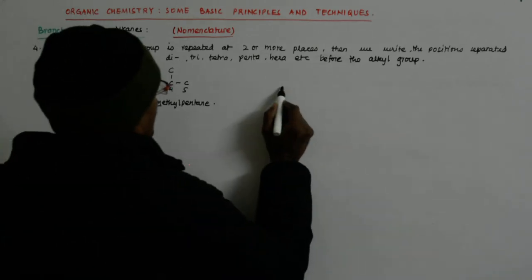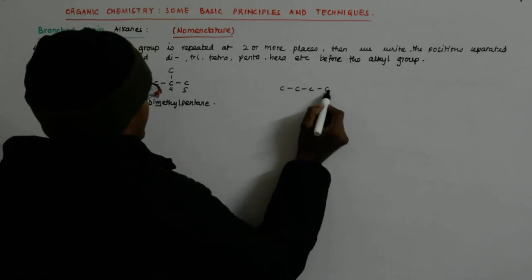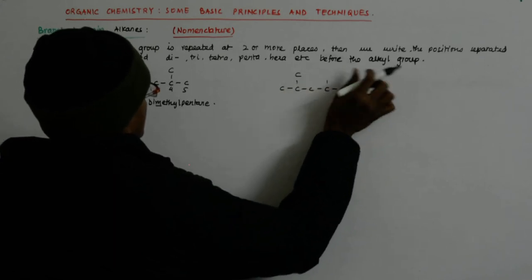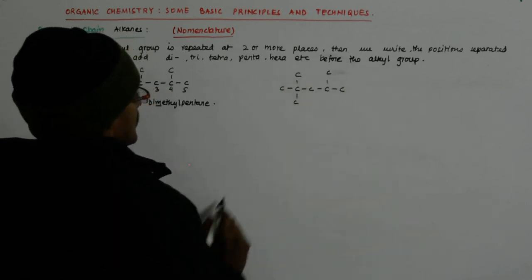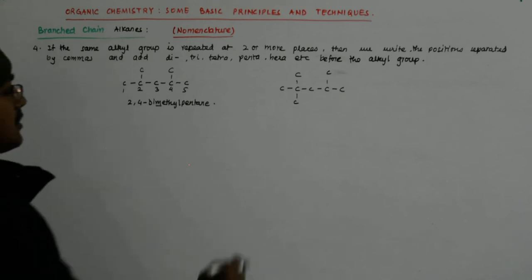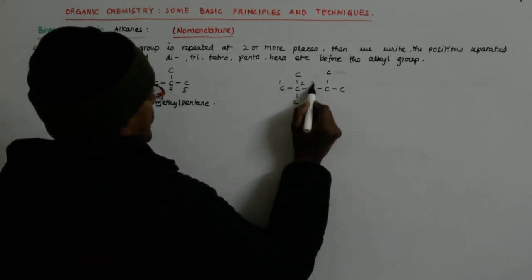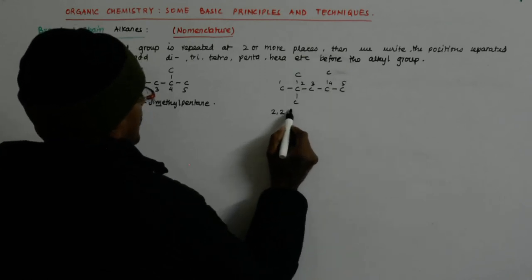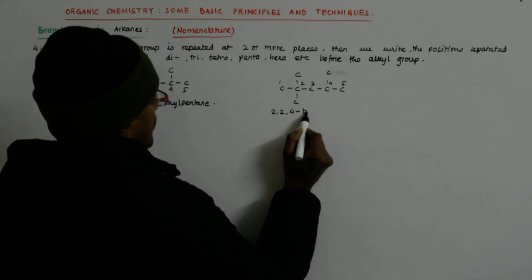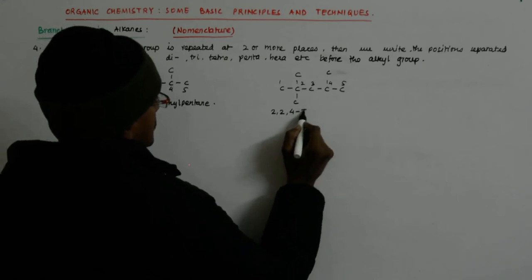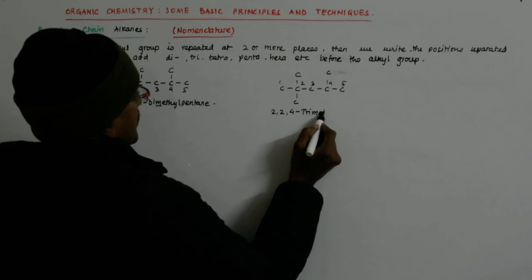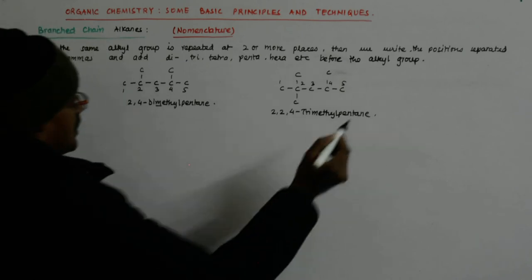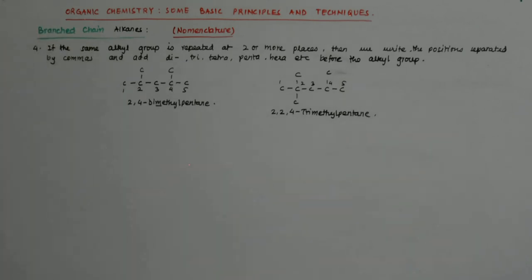So, what do you name this as? This will be 1, 2, 3, 4, 5, 2, 4-trimethylpentane. Understand? Okay.